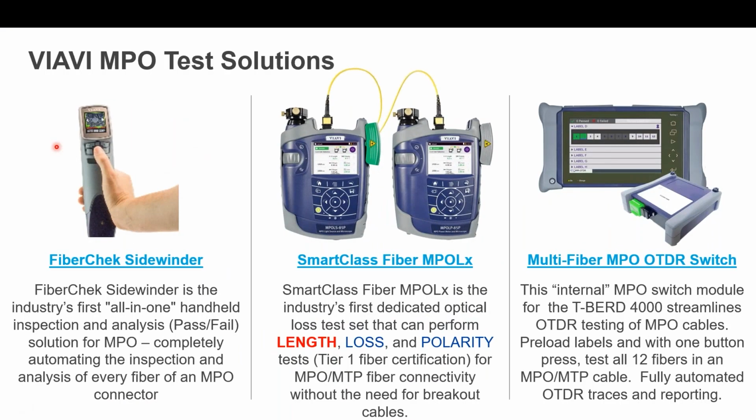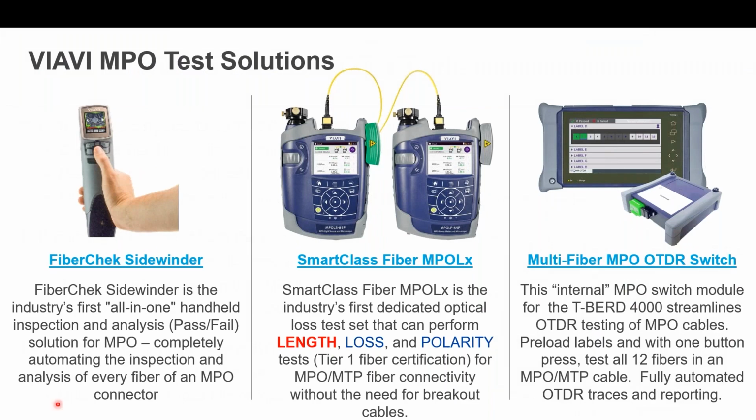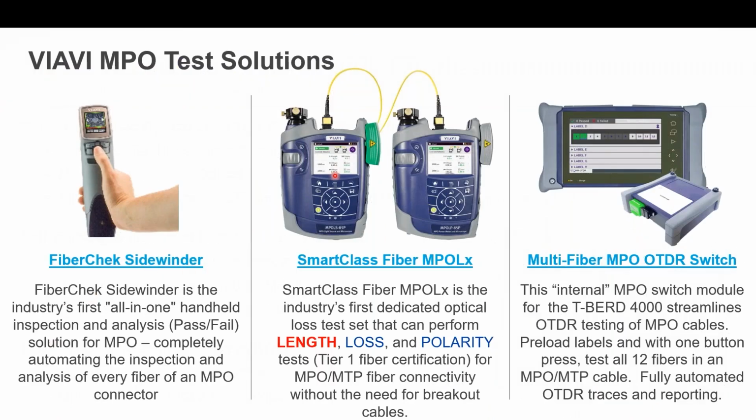So this is VIAVI's. We've got 3 different products that we sell into the MPO space that are designed specifically for testing and working with MPOs. One is our Fiber Check Sidewinder. It's an all-in-one inspection tool. You plug the fiber at the MPO into the bottom of it, and it auto focuses and tests every fiber on that cable. And you can tell it if it's a 1x12 fibers going across, 2x24, or exactly what it is.